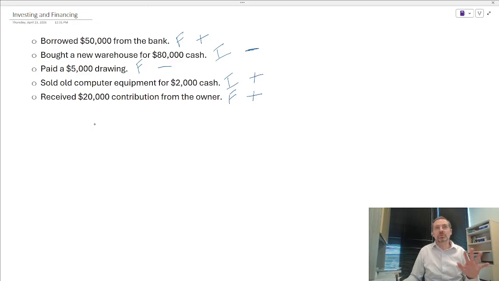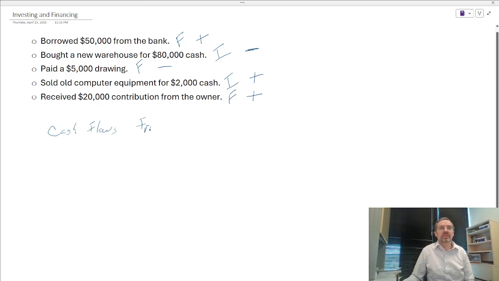Now that we have those classified, let's put together the sections. Each section is going to have a title such as cash flows from investing activities. Excuse my handwriting.